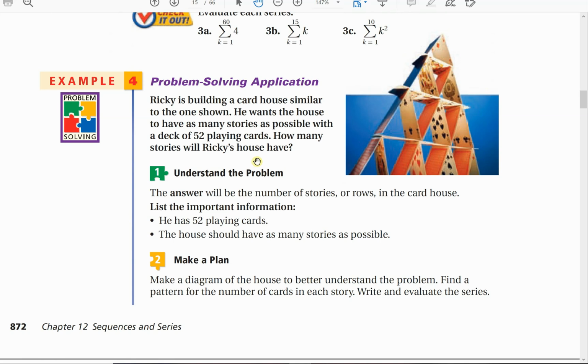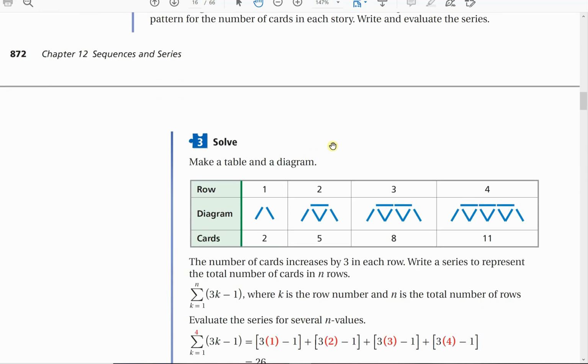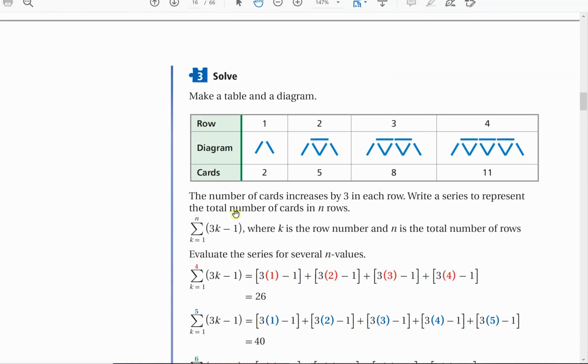You will probably see some story problems at some point. Ricky's building a card house similar to the one shown. He wants the house to have as many stories as possible. With a deck of 52 cards, how many stories will he have? All right, so the answer will be in the number of stories or rows in the house of cards. He's got 52 cards to play around with, so he wants as many as possible. So it may help to do a little bit of a drawing here.